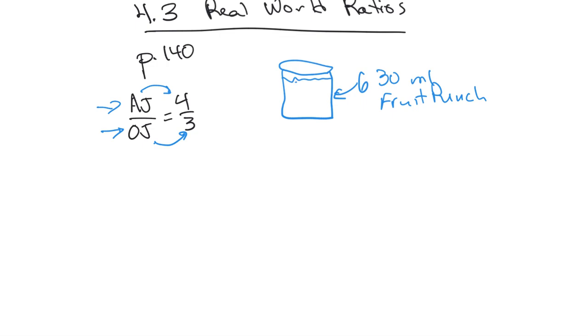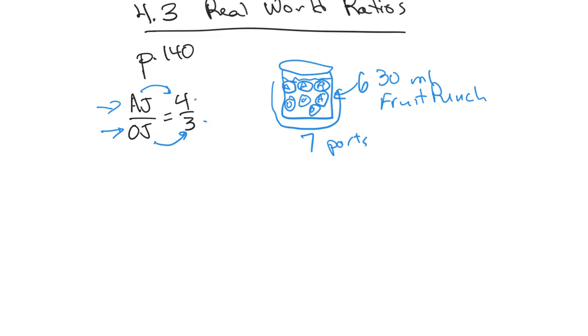We could say that we have 1, 2, 3, 4 parts that are apple juice. I'm going to put an A on those. 4 parts that are apple juice. And there are 3 parts that are orange juice. Well, how many total parts make up this ratio? You can see that there's actually 7 different parts in here. 7 parts altogether, which is 4 and 3.